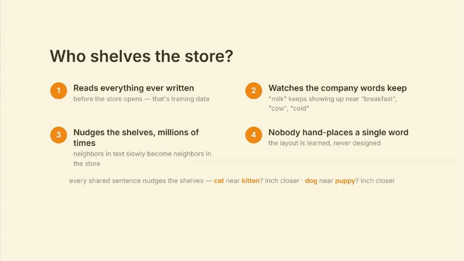Cat near kitten? Inch closer. Dog near puppy? Inch closer. Each shared sentence is one more nudge. Neighbors in text slowly become neighbors in the store. There's an old linguistics line: you shall know a word by the company it keeps. Embeddings are that sentence, turned into a building.